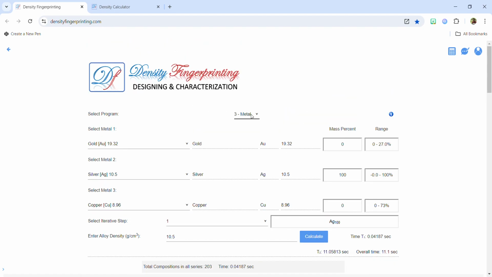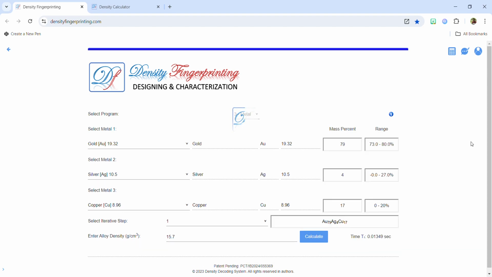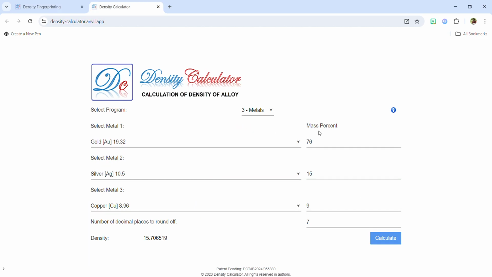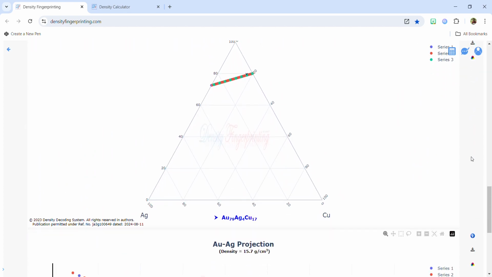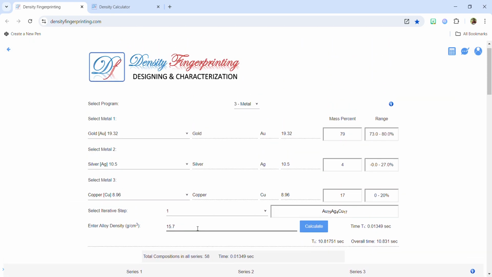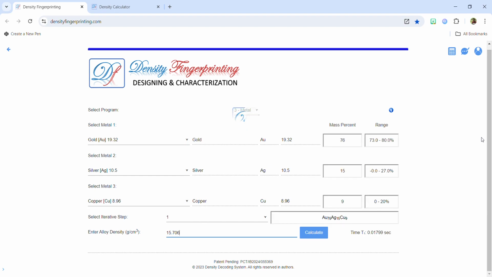So another key thing to note here, so let me bring back the previous density. So if I bring in a lower accuracy for this, you see I got a different answer than this. So it is very much dependent on how many decimal places you have for your density. So let's say I have 3 decimal places in this case, and in 3 decimal places it does work. So 76, 15, 9, it does work.